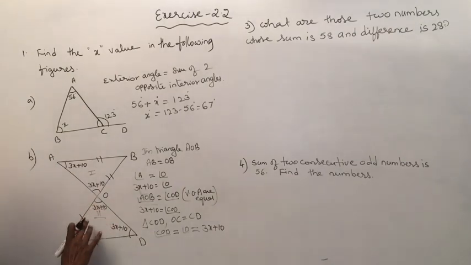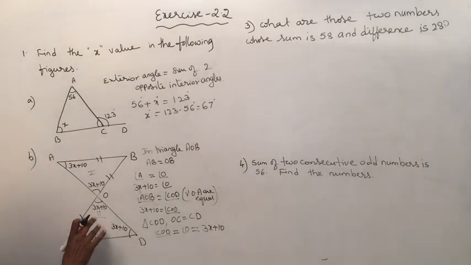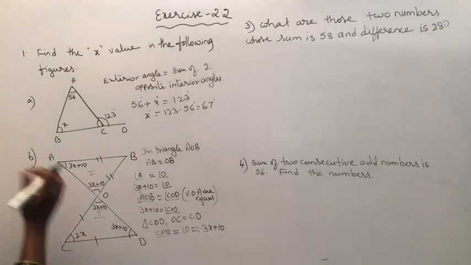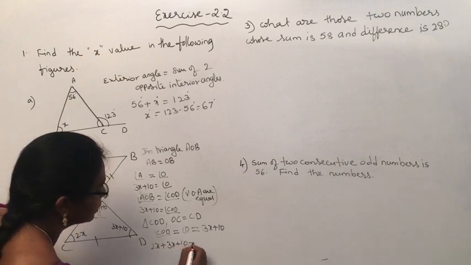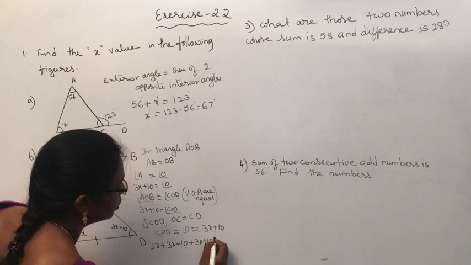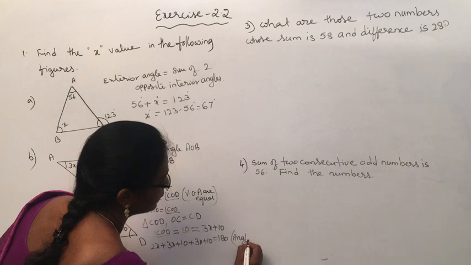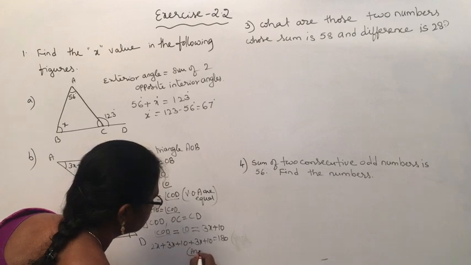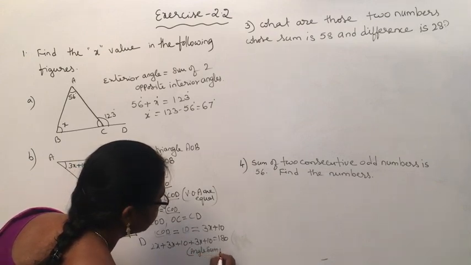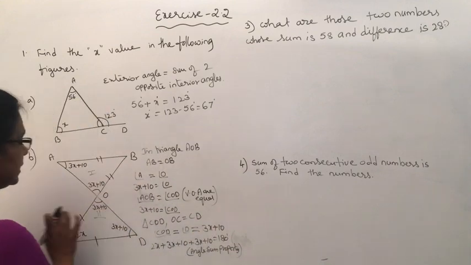Now, in COD, three angles are there. Then one more property, what is that? The sum of the three angles in a triangle is 180. Now, 2x plus 3x plus 10 plus 3x plus 10 is equal to 180. Angle sum property. What is that? Total angle in a triangle is 180.